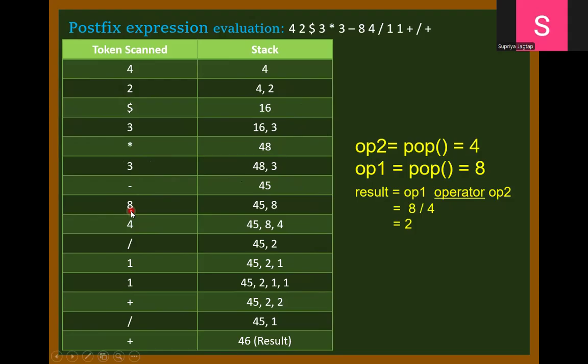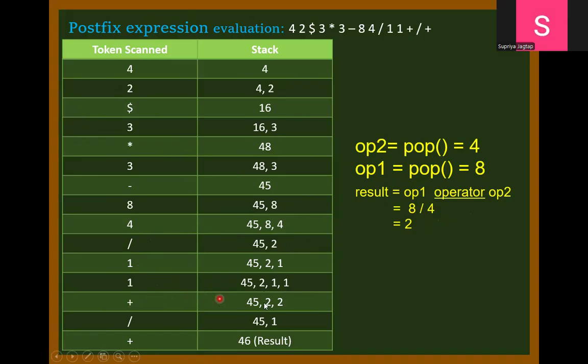Then 8. As it is a number, push it into the stack. 4. Number, push it into the stack. Division. Pop twice from the stack. First 4 will be popped, and it is stored in OP2. Second, 8 will get popped, stored into OP1. Perform the division operation in this sequence. You will get 2 as a result. Push this result back into the stack. Next, operand 1, push it into the stack. 1, push it into the stack.